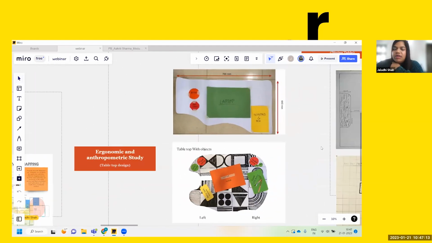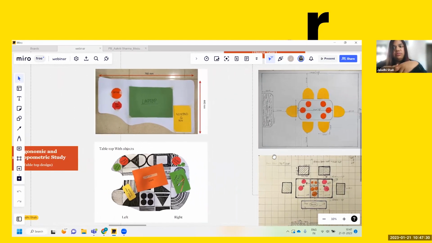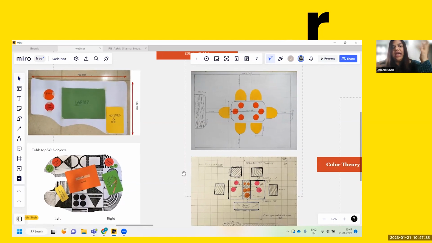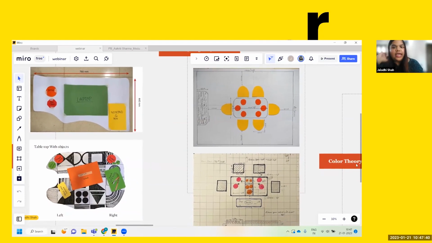Then we also learned the ergonomic and anthropometric study. It is very important to study this to understand the relation between the space and human beings, and how all the dimensions work for furniture as well as the space, in relation to the users. We did a study desk here, and we also did a dining table study and the space around it, and we did all the dimensioning and how a user would interact with it.